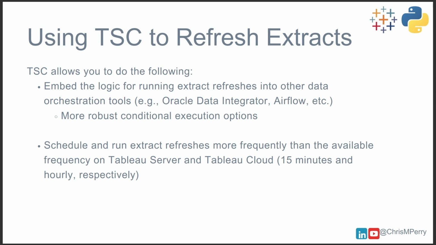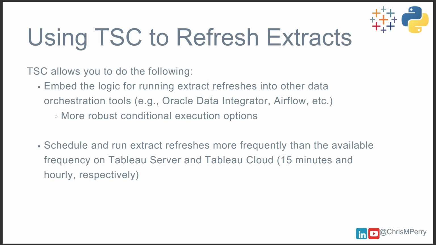Additionally, Tableau Server Client allows you to schedule and run extract refreshes more frequently than the available frequency on Tableau Server and Tableau Cloud. Currently, you can run an extract refresh every 15 minutes on Tableau Server and hourly on Tableau Cloud. This can be useful if your data is available in real or near real time and you would like to use an extract instead of a live connection. You get the best of both worlds: the power of Tableau's Hyper technology and data as up to date as the speed at which your extract refresh can run.